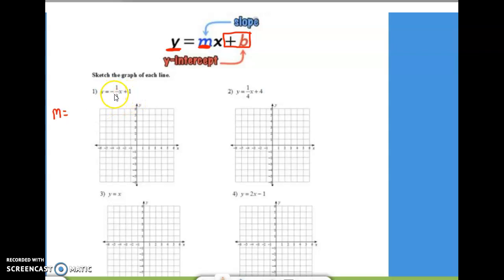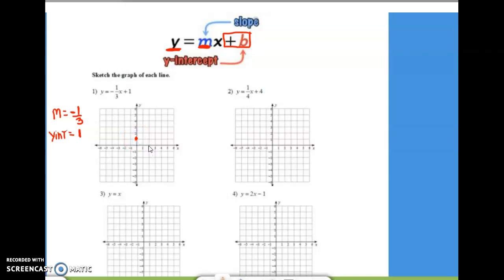You'll notice that negative sign is in the middle. I always like to put it in my numerator. So it's going to be a negative 1 over 3. That means that slope is going to be going down left to right. And the y-intercept, that is the point on the y line here that we're going to start everything off at, is at 1.